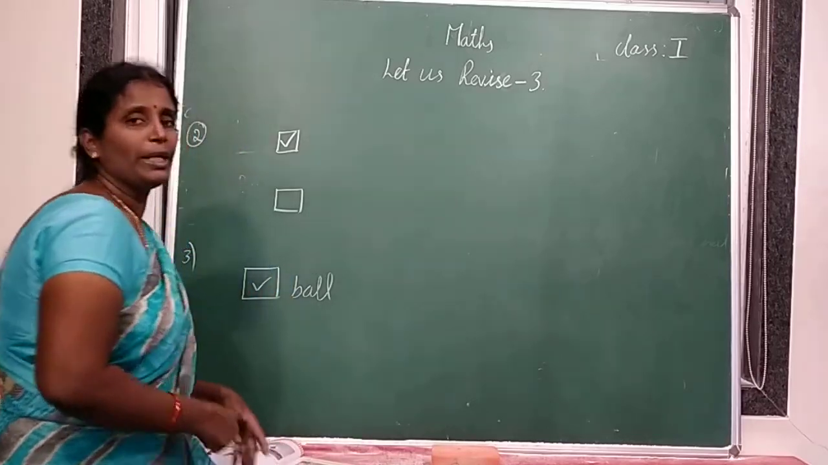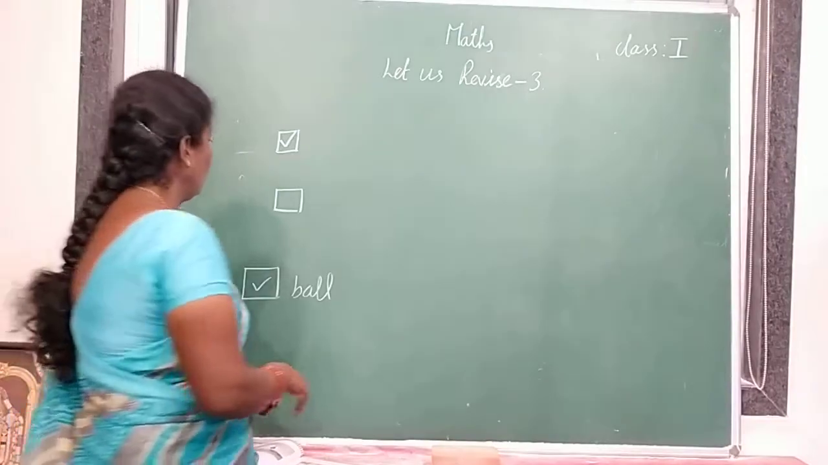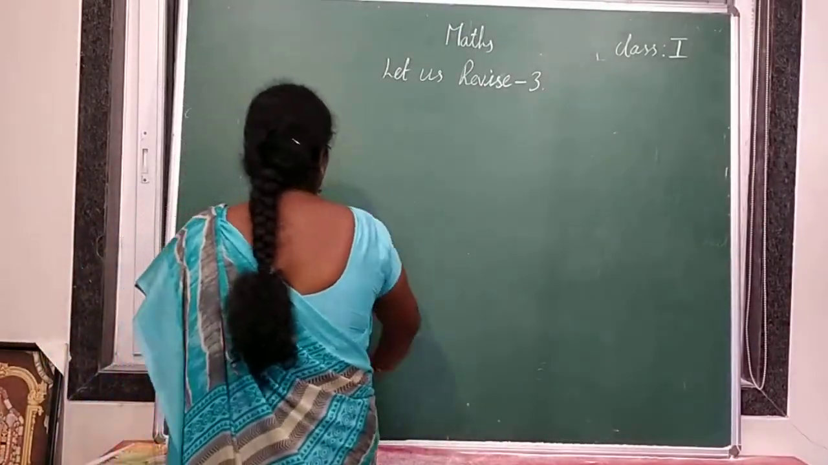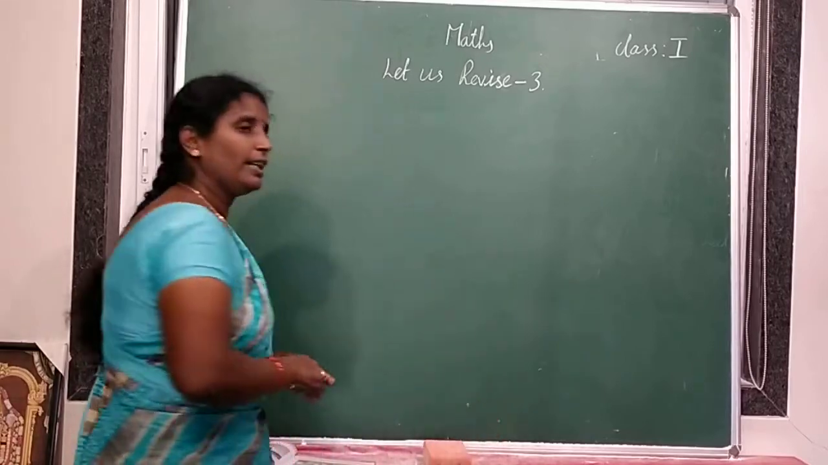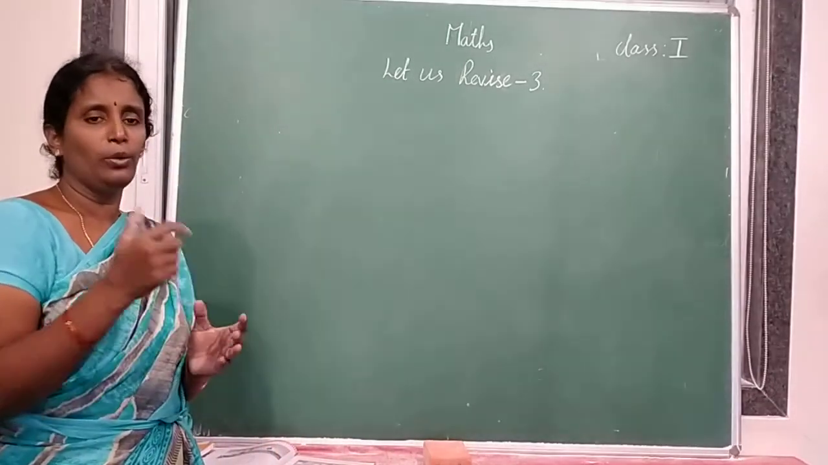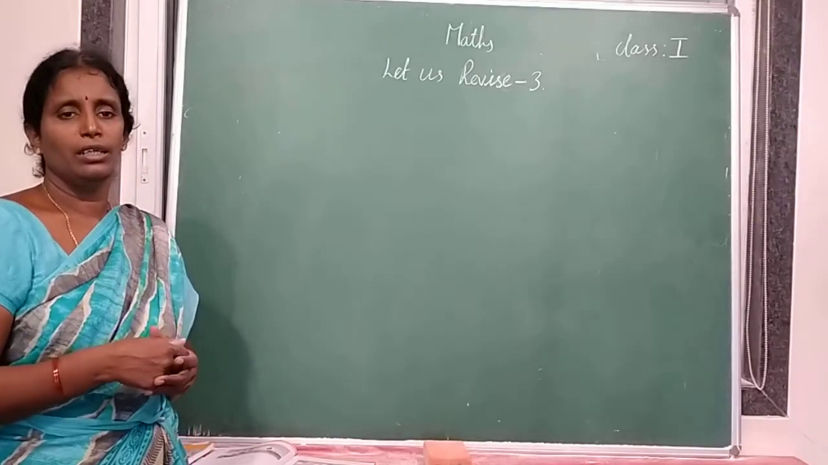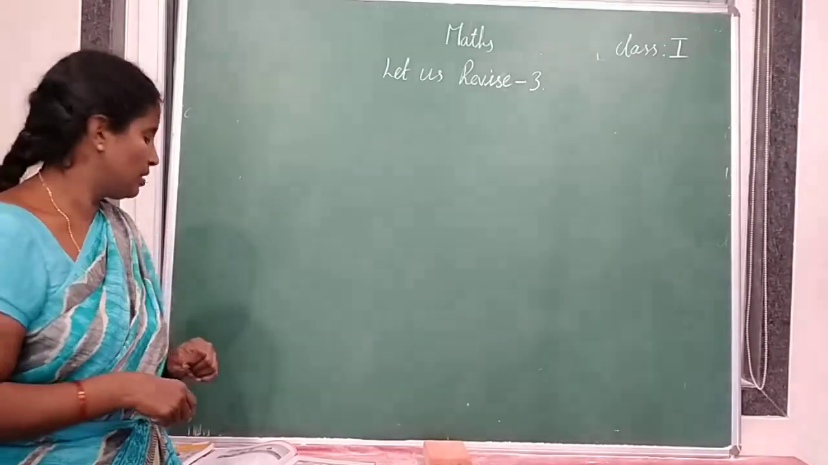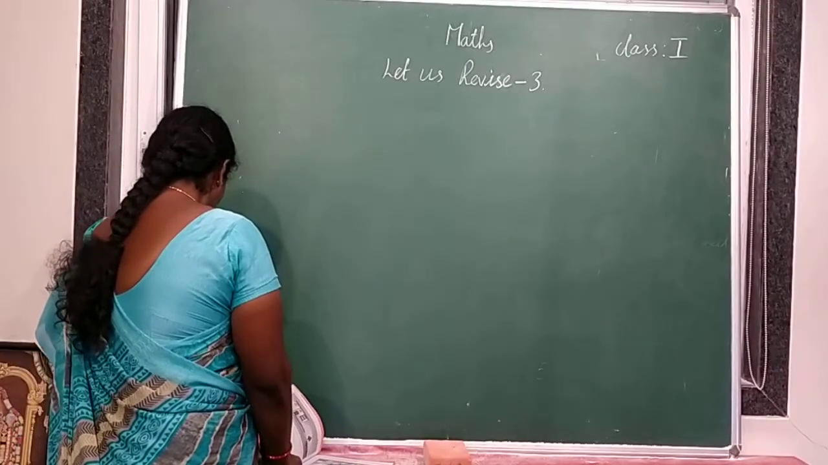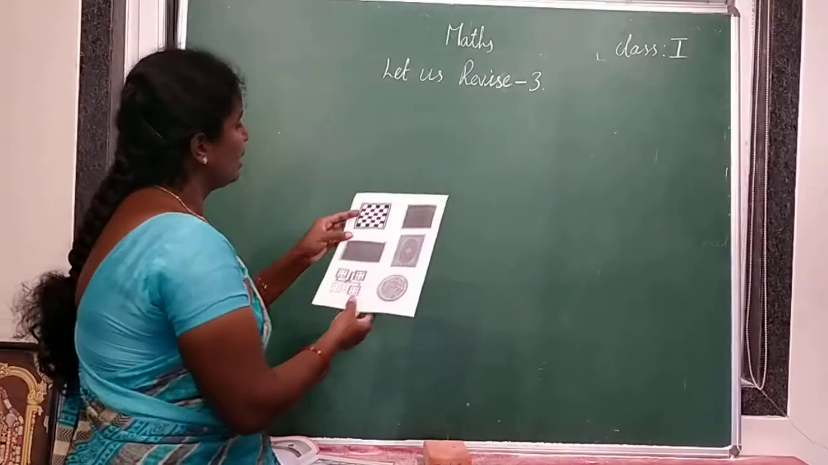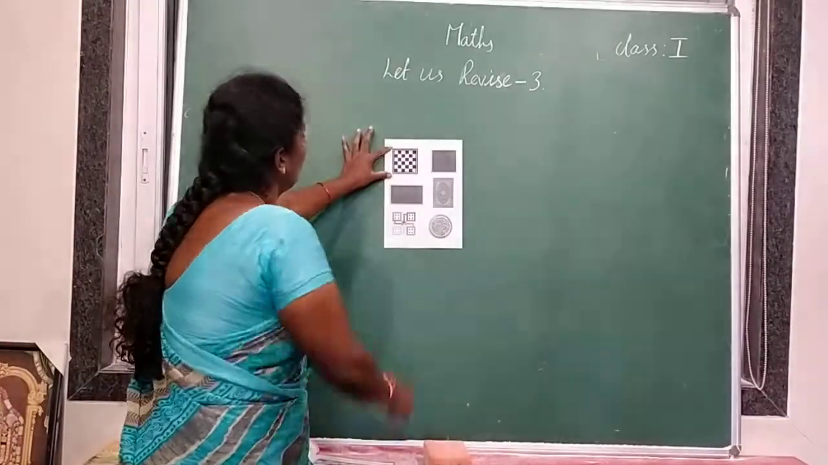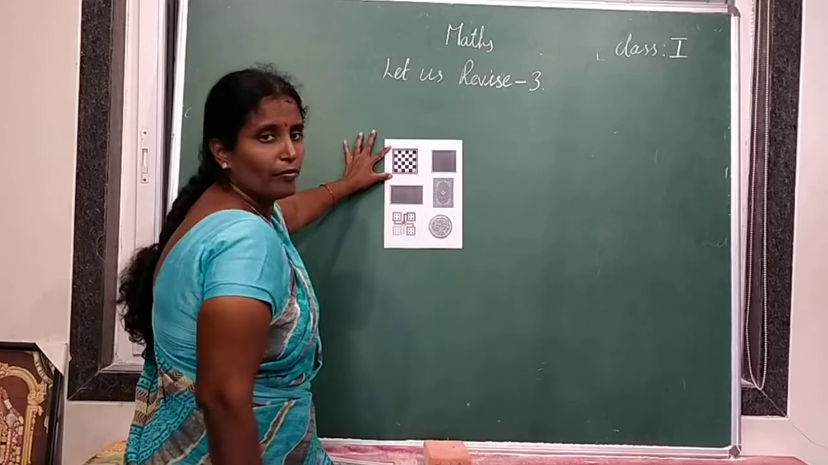Okay children, completed everybody. Now we are going to learn numbers from 1 to 9 and shapes also. Today we are going to learn numbers from 1 to 9 and its number names and 4 shapes also. Now I will show some shapes, you have to identify. Can you identify these shapes? What is this shape?